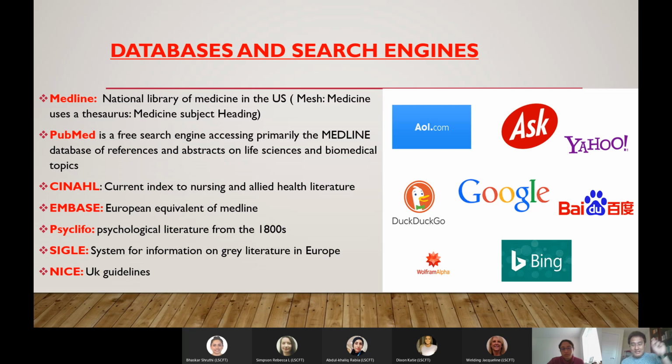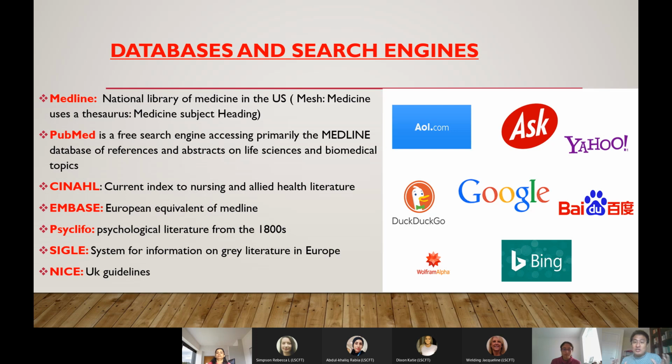Embase, E is European. PsycINFO is with P, which comes with psychological literature. So try to link P with P. When you are stressed and don't remember anything, just remember PsycINFO, there's a P, so with P it comes psychological. SIGLE is single, which means all the grey literature.